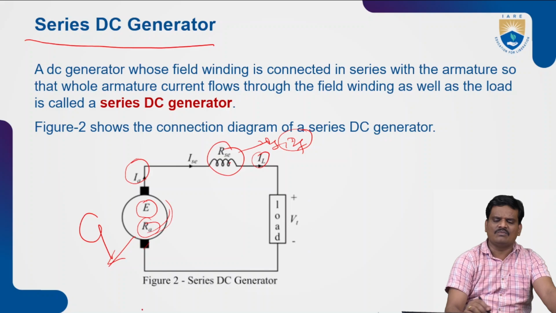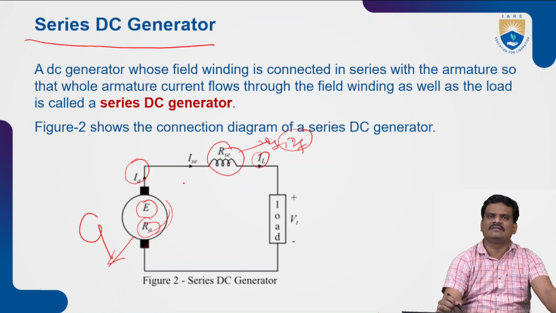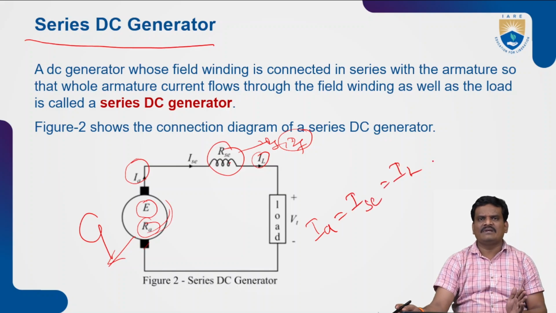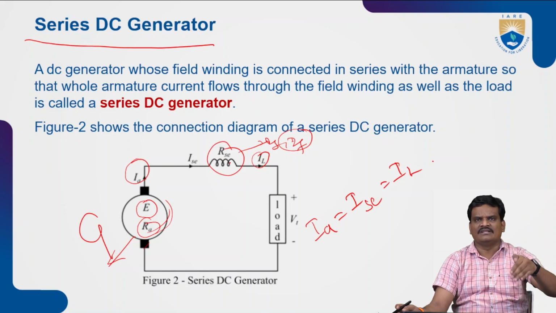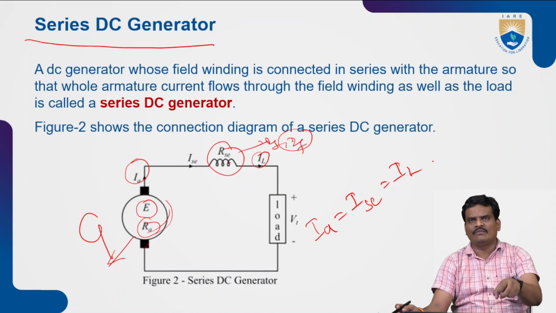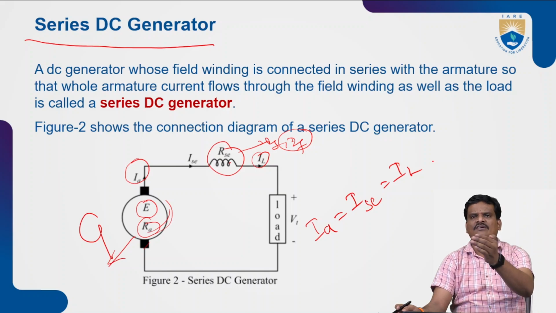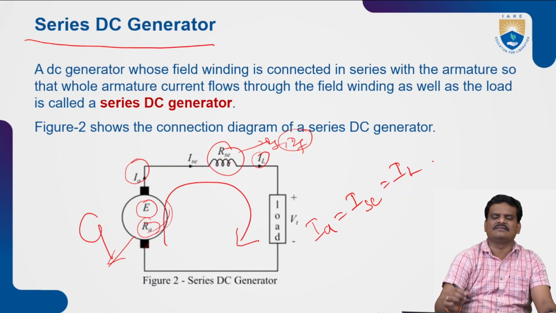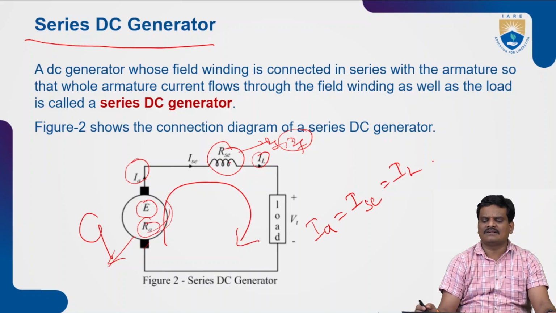So by seeing the above circuit, as it is completely a series circuit, I can explain the relationship between the currents as IA equal to ISC equal to IL. That is, the armature current which is coming out of the generator terminals is equal to the current flowing in that particular field winding, which will be equal to the current flowing through the load, because all three terminals are connected in series.